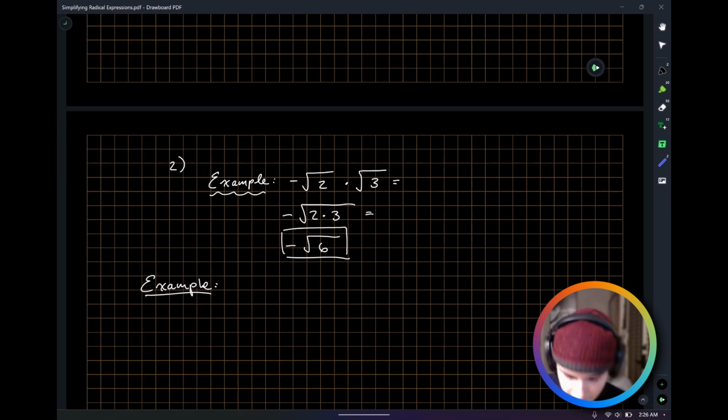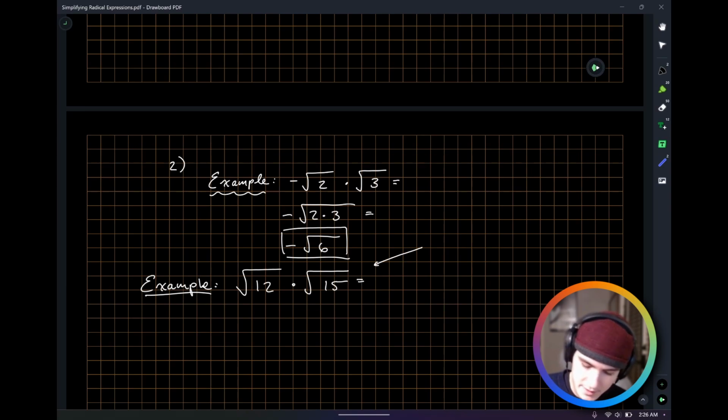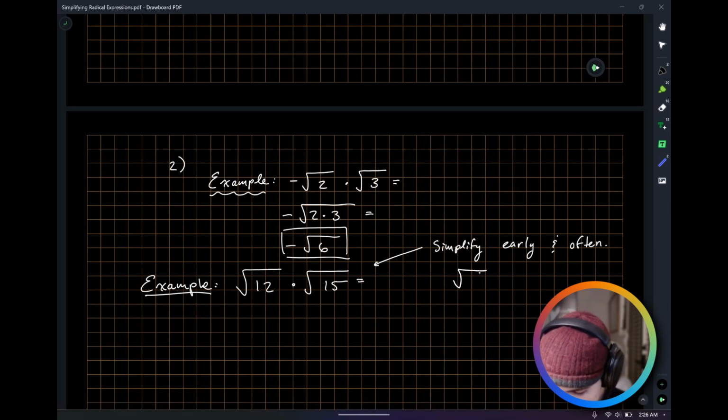But let's say we're finding the product of root 12 and root 15. So this is my tip. This is an example of where it's important to simplify early and often. Maybe you don't see this immediately, but square root of 12 can be simplified. This equals the square root of 4 times 3, or 2 root 3.